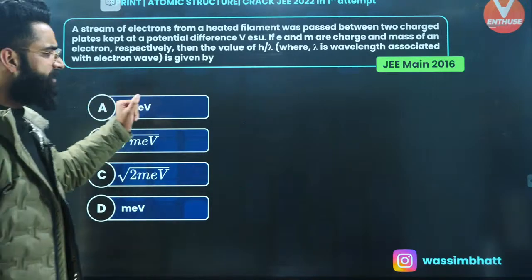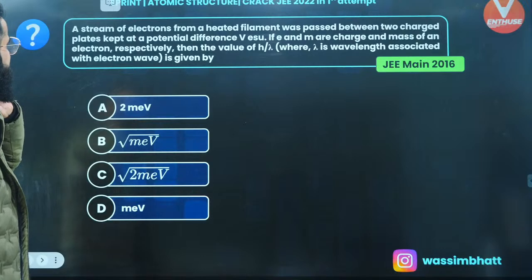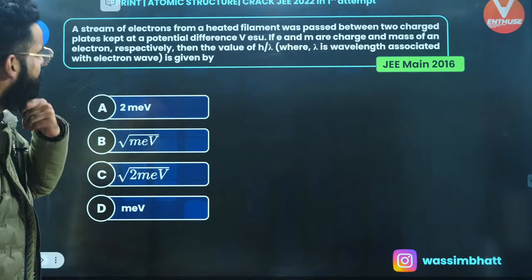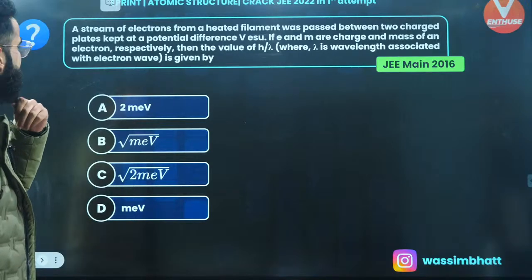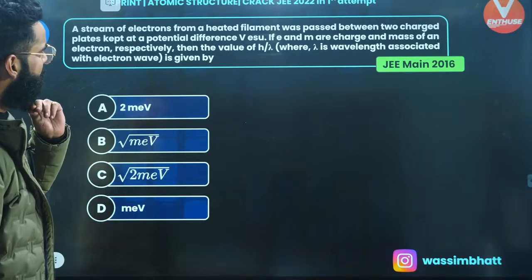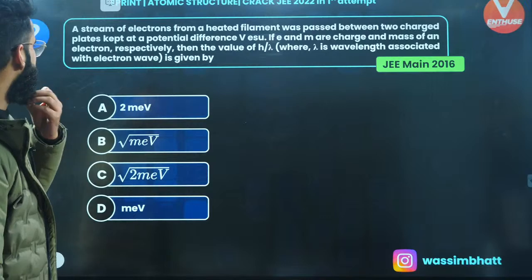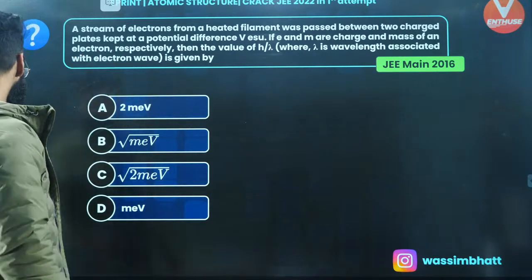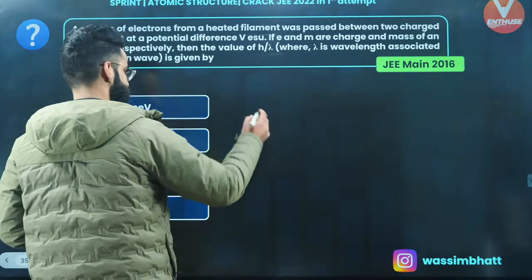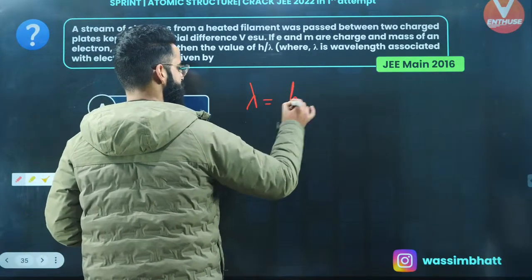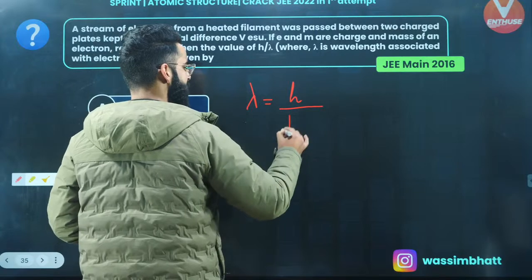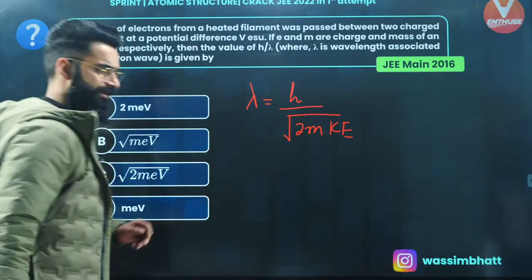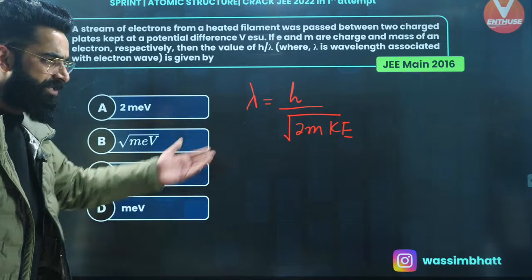Okay. Look at this question. A stream of electrons from a heated filament was passed between two charged plates kept at potential difference V. If e and m are the charge and mass of the electron respectively, then the value of h upon lambda. See, guys, it's a simple equation. Few minutes back only I gave you one relation. For the electron, lambda is equal to h upon under root of 2m multiplied by KE, kinetic energy, right? This is the relation which I gave you a few minutes back for the electron.